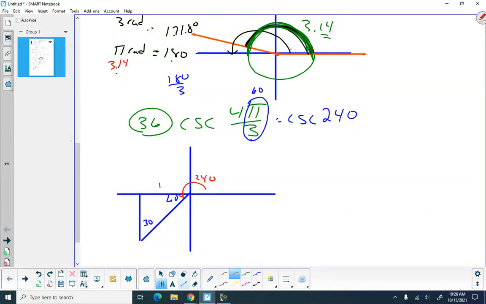The hypotenuse, what goes on the hypotenuse, Laura? 2. Which leaves the square root of 3 across from the 60. Sophia, any negative signs? 1, the square root of 3.